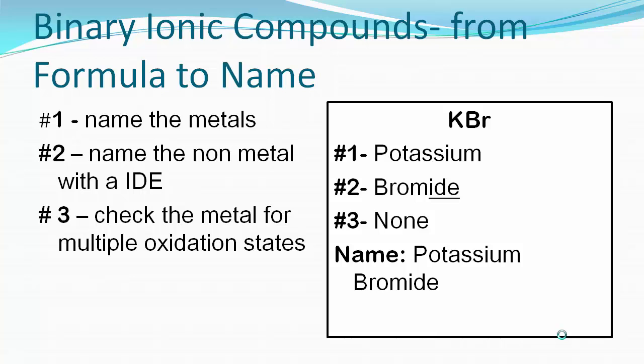So, KBr. Number 1, name the metal. K is potassium. Number 2, name the non-metal with IDE. Bromine becomes bromide. Great. Number 3, check the metal for multiple oxidation states. Potassium only has one oxidation state, so nothing to check for. So the name is simply potassium bromide. There's no number in between. Done.